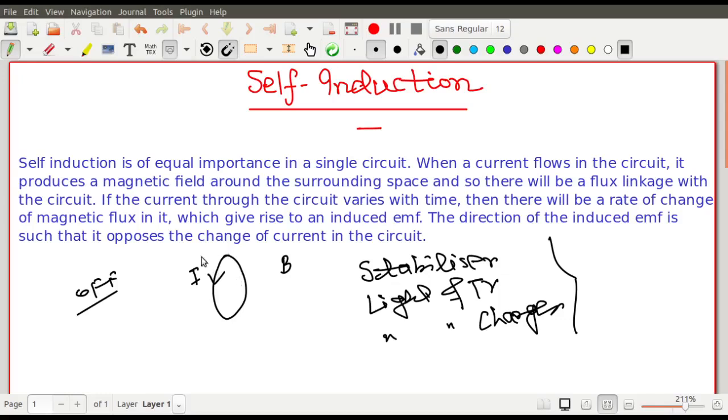So as soon as the current is switched off, the magnetic field is also decreasing. As the magnetic field is decreasing, the flux is also decreasing. That means there is a change of flux. The flux is changing with time, decreasing. So the flux is decreasing with time, which means there is some rate of change of flux, and any rate of change of flux is what? That is induced EMF. And according to Lenz's law, this EMF should oppose its own cause.